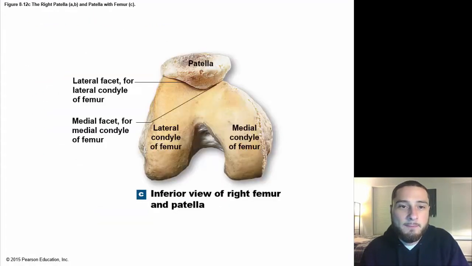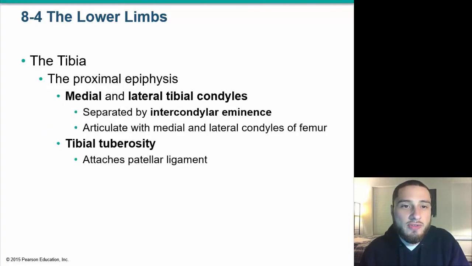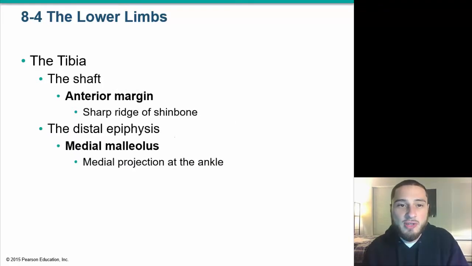Here you have your kneecap. The tibia, also called the shin bone, is the larger one out in front, the anterior one, and then you have the fibula, which is posterior to the tibia. The proximal epiphysis, the medial and lateral tibial condyles, are separated by the intercondylar eminence, and they articulate with the medial and lateral condyles of the femur. The tibial tuberosity attaches the patellar ligament. So all of these ligaments and tendons come together at this knee joint.